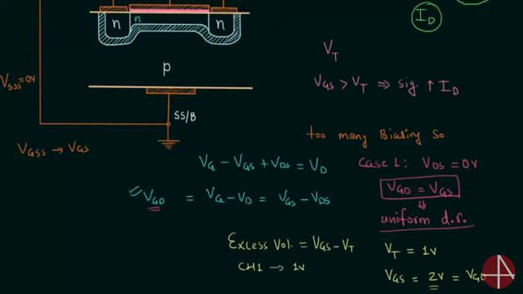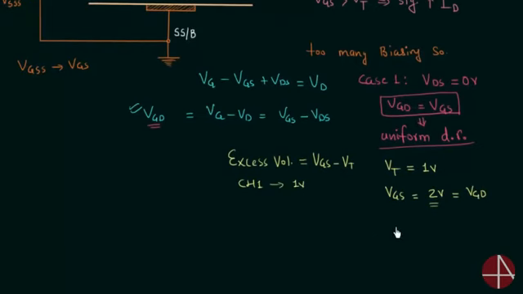Now let's take another scenario in which VGS is equal to 3 volt and also VGD. As they are same, the depletion region will be uniform and the channel CH2 will be corresponding to 2 volt. 3 minus 1 is equal to 2 volt. In the next scenario, VGS is, let's say, equal to 4 volt and also VGD. Again the depletion region will be uniform and channel CH3 will be corresponding to 3 volt.